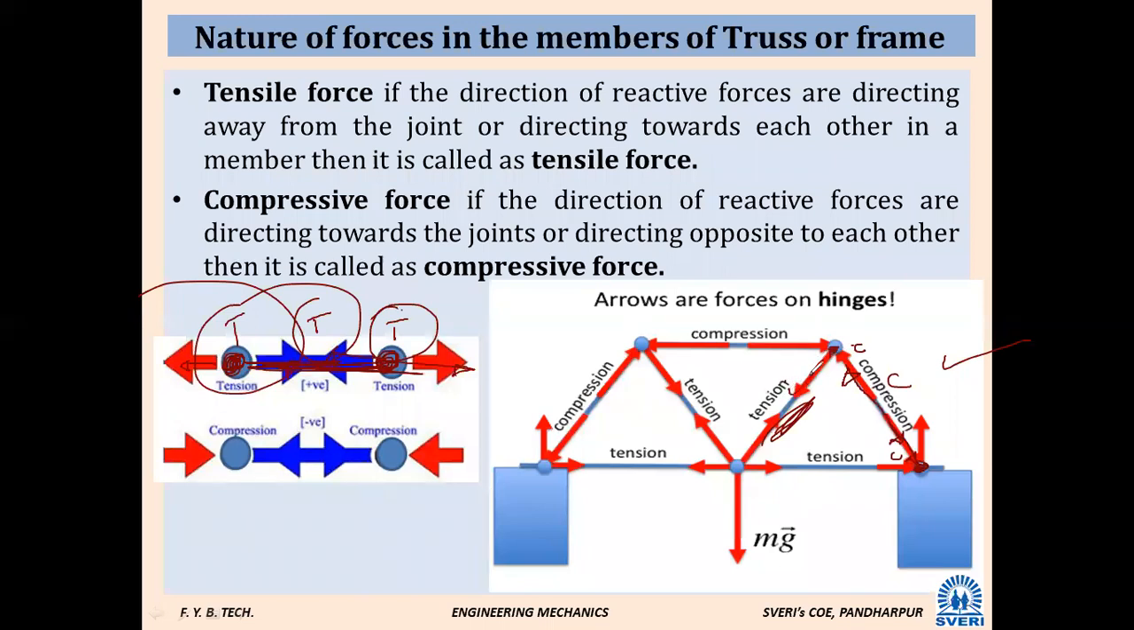Tension member. In the member the arrows are towards each other, but in the joint it is away. In the joint it is away, in the member it is towards. Here in the member it is away, but in the joint it is towards. This is compression, this is tension. In compression the forces go towards the joint, and in the member they are away.